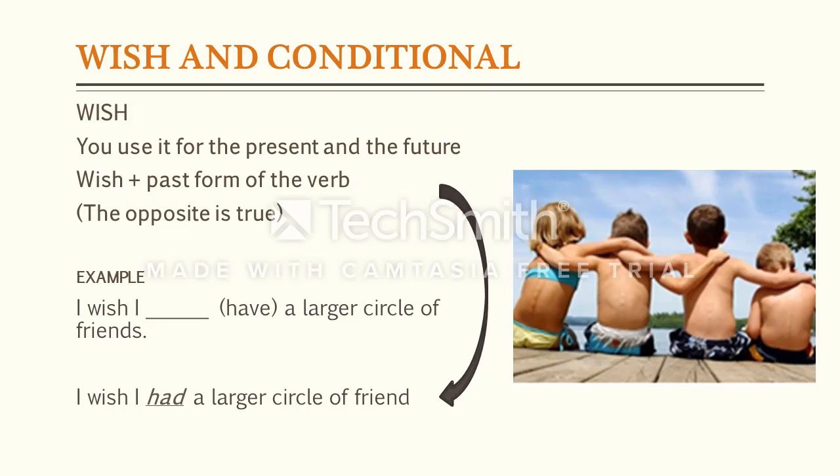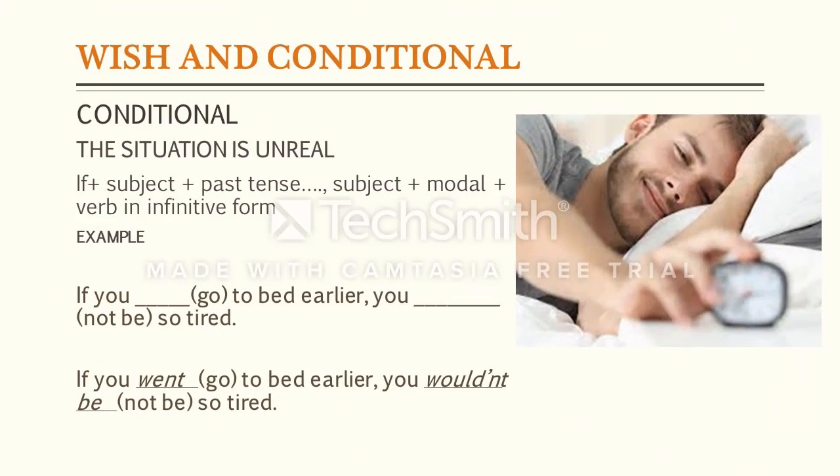So in the case of the conditional, I always use the second conditional when the situation is unreal, is hypothetical, it's not true. So remember, you do have a structure, a formula. You have the if, a subject, and I have to use the past tense. Then I have the subject, a modal verb, which could be would or could, and then the verb in its base form or infinitive form.